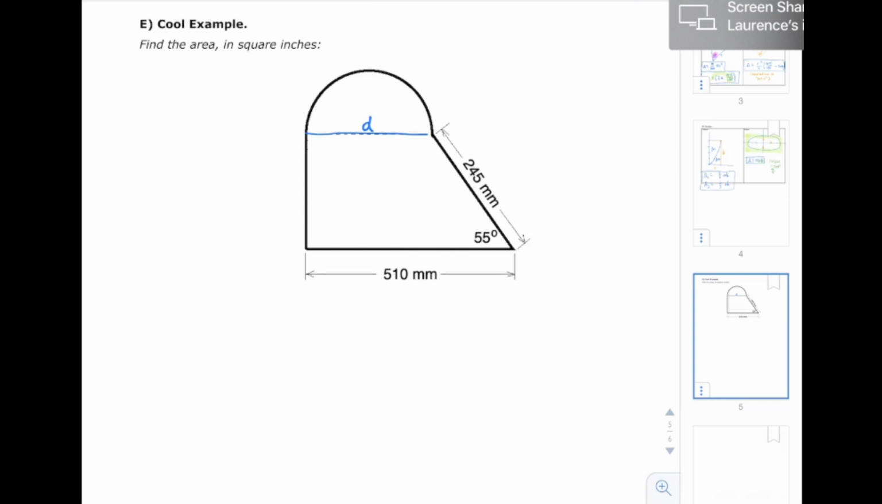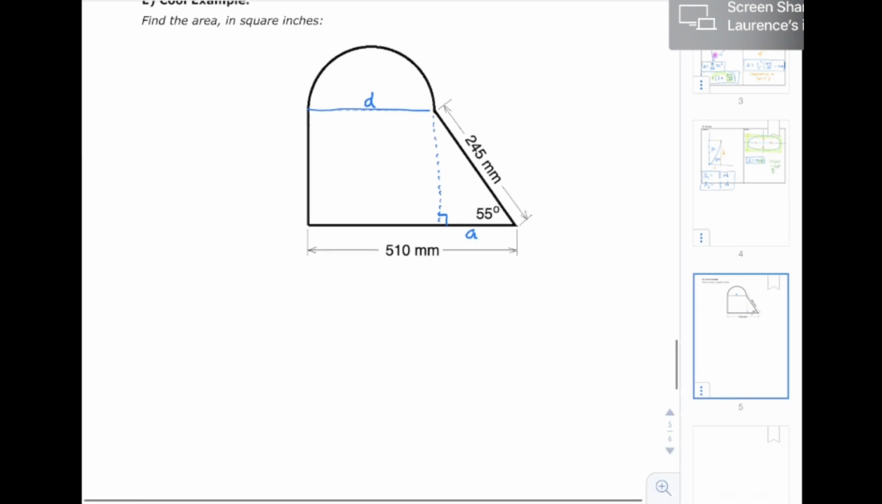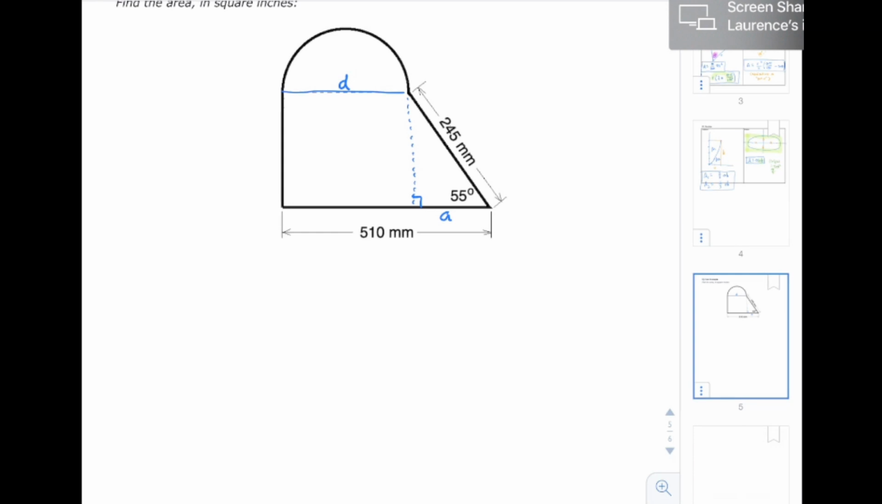I'm going to basically do a dotted line down here. I dropped a perpendicular, so that's a nice right angle there. I'm going to call this little length here side A, or length A, and then I'm going to use SOHCAHTOA. I've got a right triangle, that's 55 degrees. I want this side, I have this side. So think back to your SOHCAHTOA stuff. Am I using a sine, cosine, or tangent here?